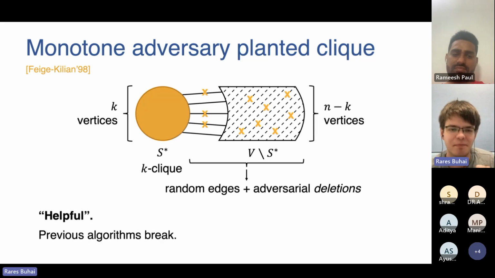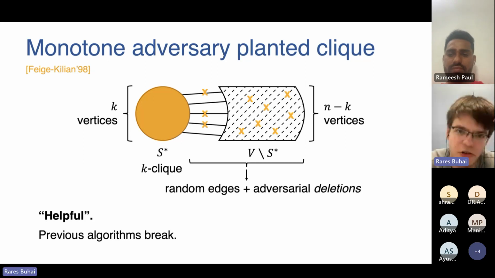But it turns out that the previous algorithms for standard planted clique actually fail on this problem because they really do overfit to the fact that the graph is random outside the K clique. So those algorithms can give completely nonsensical results, even with this kind of helpful adversary.